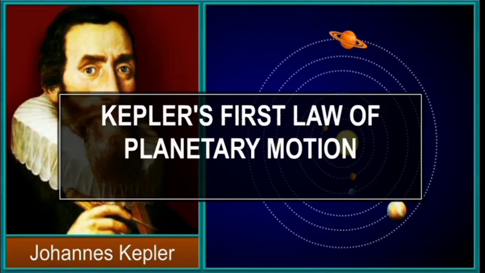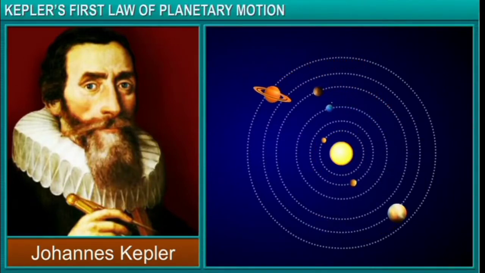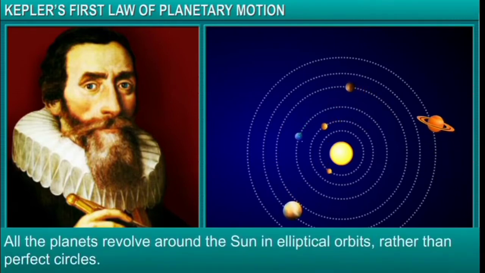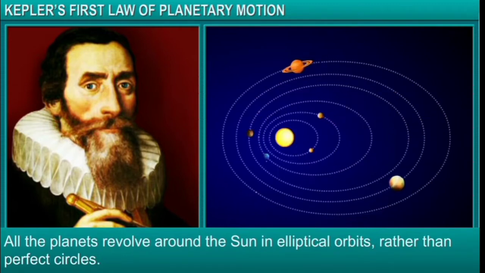In this module, you will learn about Kepler's first law of planetary motion. In the early 16th century, Johannes Kepler, a German mathematician, astronomer and astrologer, explained that planets revolve around the Sun in elliptical orbits, resulting in the change in distance from the Sun at various times of the year.